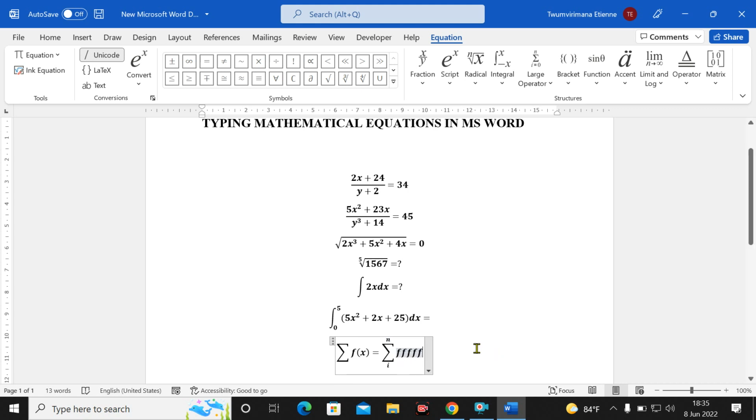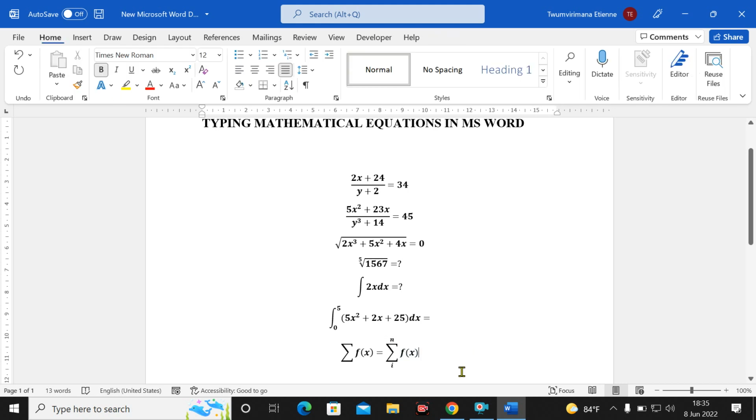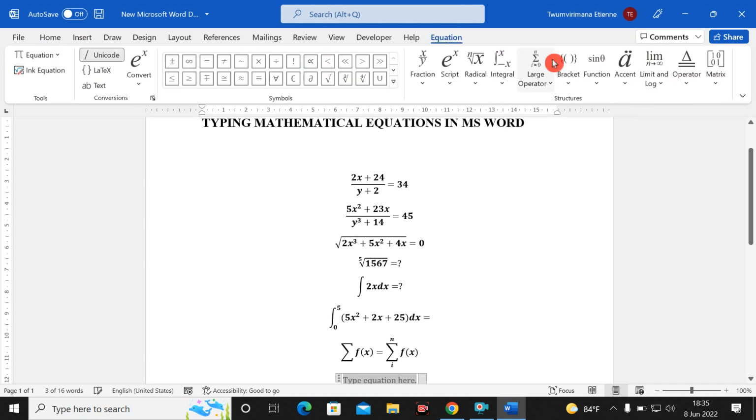You see, you can type whatever you want here. You can type any mathematical expression. And apart from those large operators, you can just go to equation again and you go to bracket.